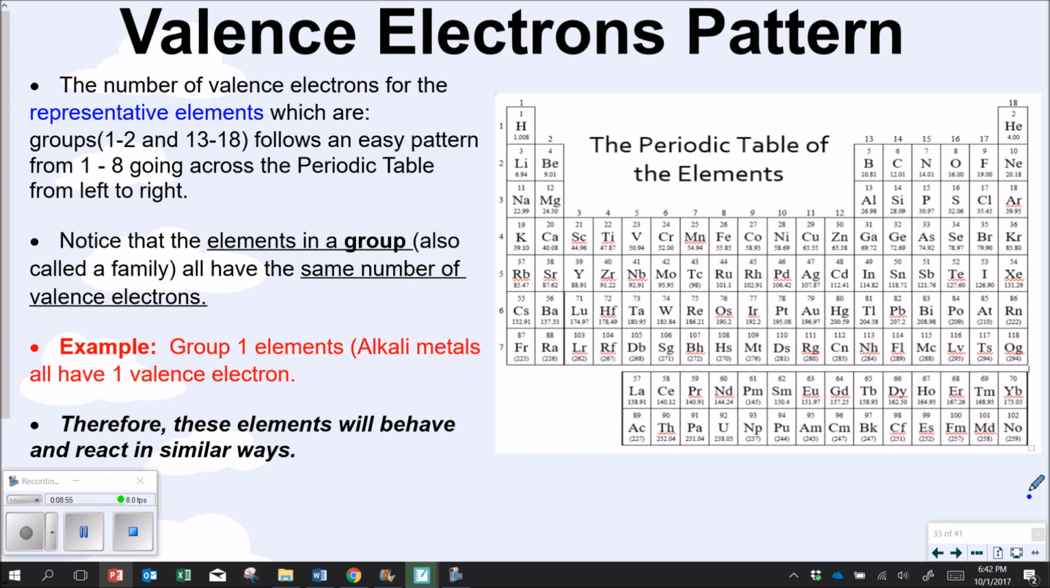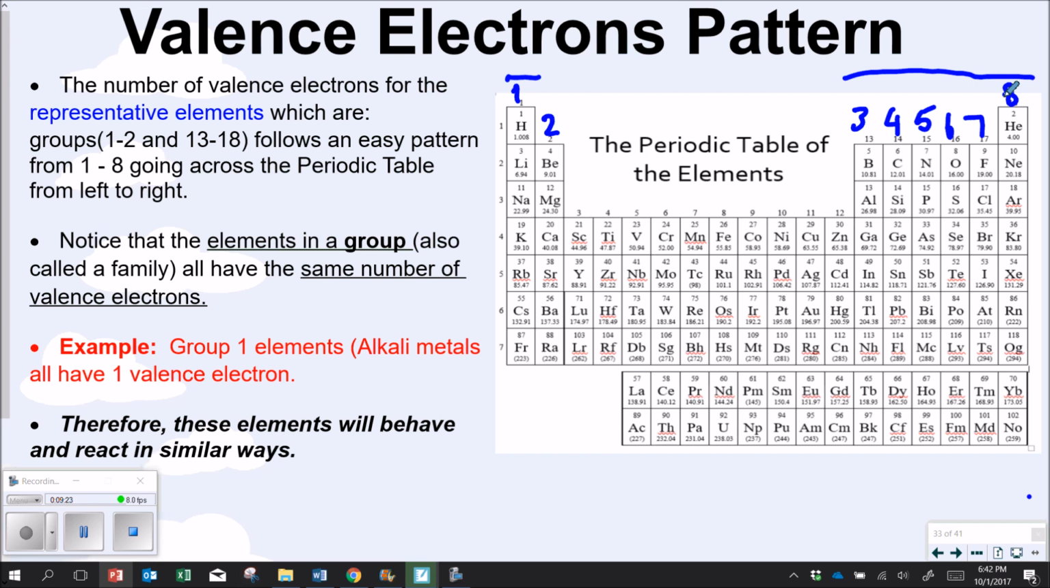The number of valence electrons for the representative elements, which are elements in groups 1 and 2 and 13 through 18, follow an easy pattern going from 1 to 8 across the periodic table from left to right. So group 1 has 1 valence electron, 2 valence electrons, 3, 4, 5, 6, 7, and 8.